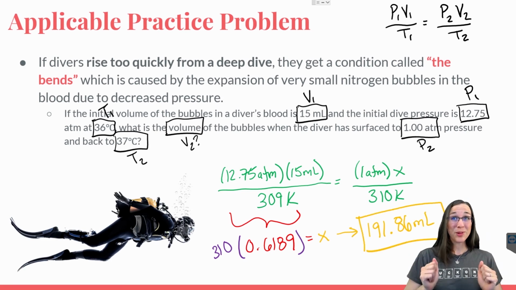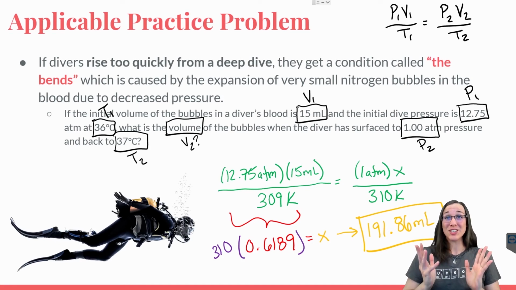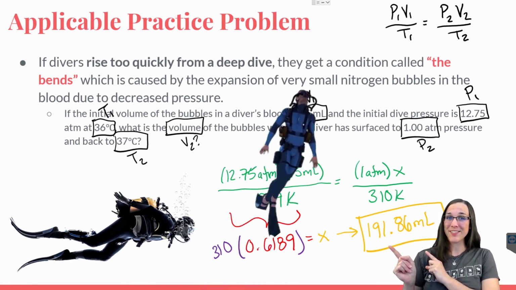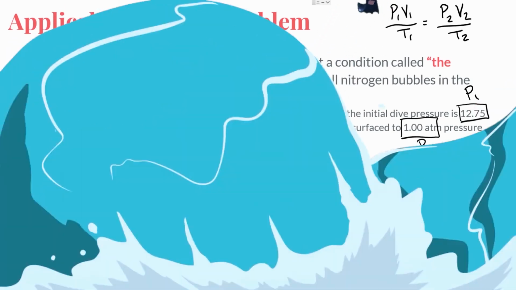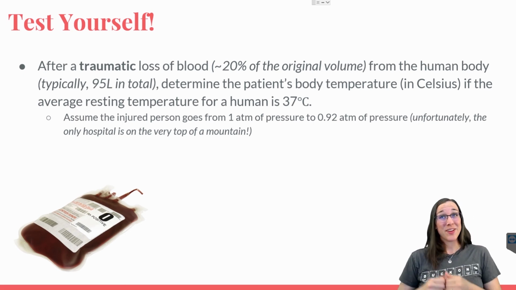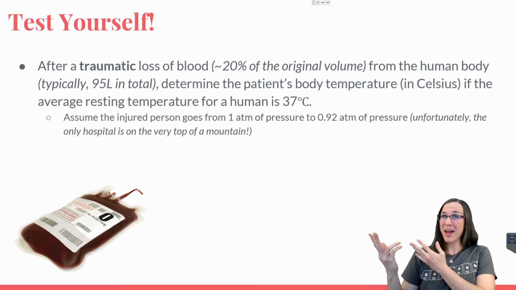All right, so hopefully you came up with a volume 2 of 191.86 milliliters. Holy Toledo, that is a huge expansion of nitrogen bubbles in the bloodstream. This would definitely kill you. And this is the reason why if you're scuba diving, rise slowly. Before moving on to the next gas law, make sure that you test yourself on the combined gas law first. See if you can answer this problem about traumatic blood loss.